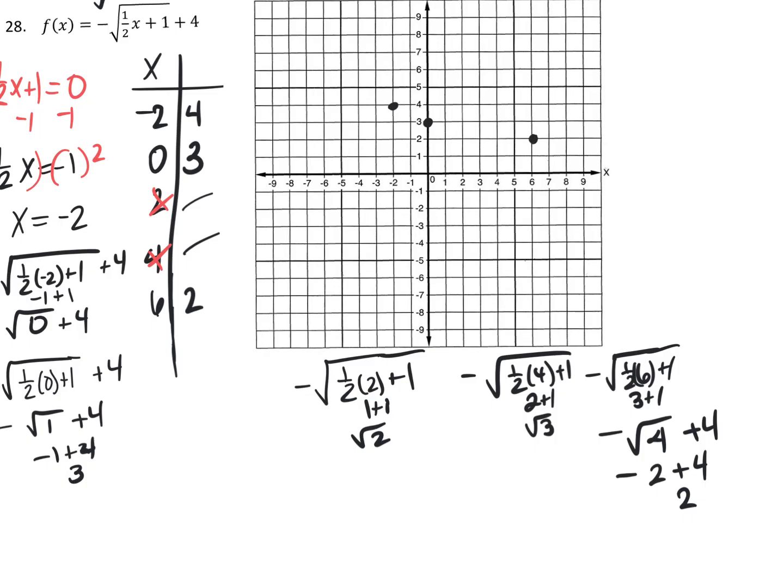So my function looks like this. My domain is that x is greater than or equal to negative 2. And my range is y is less than or equal to 4. Less than because my graph is going this way, down. This one's greater than. So my x's are going greater than, but my y's are less than that.